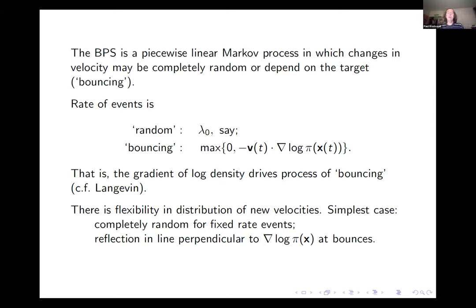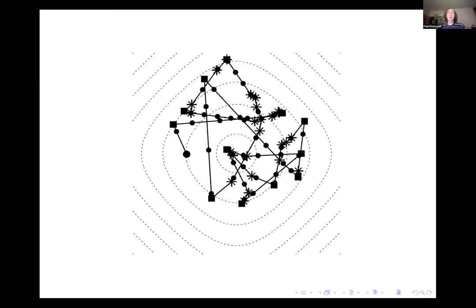So that gives us a framework for thinking about mechanistic movement models in the sense that they capture this sort of straight line, step and turn behavior, which can be linked to a tractable parametric utilization distribution. And just to finish off, there's an illustration of a simulation from exactly such a model. So we can think of this as exploring some target distribution.